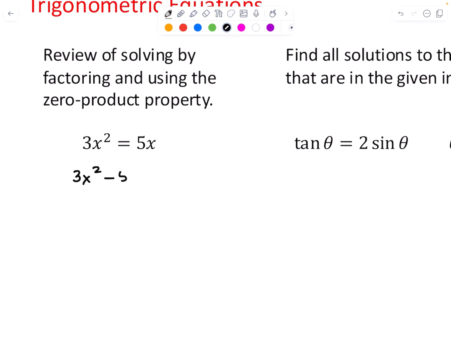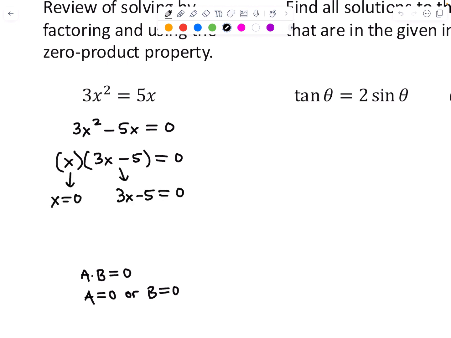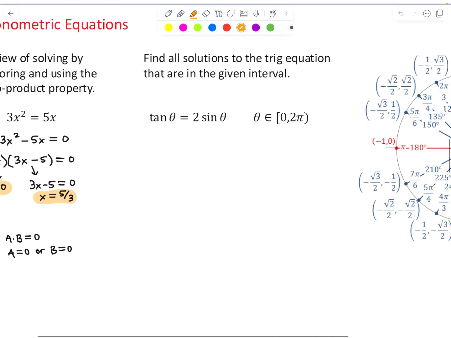Instead, subtract the 5x and then factor. And then if ever you have a product of two things is equal to 0, then you know that one of the two factors has to be 0. So in this case, we do have a product. We have x times 3x minus 5. That must be equal to 0. So either the first factor is 0 or the second factor is 0. So we get two answers, 0 and 5/3.